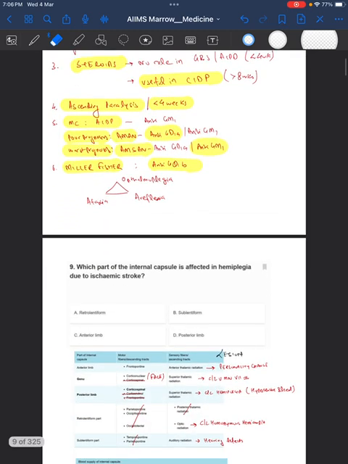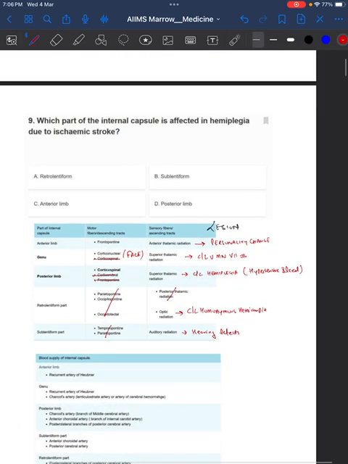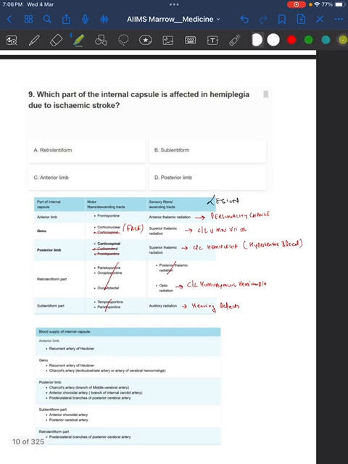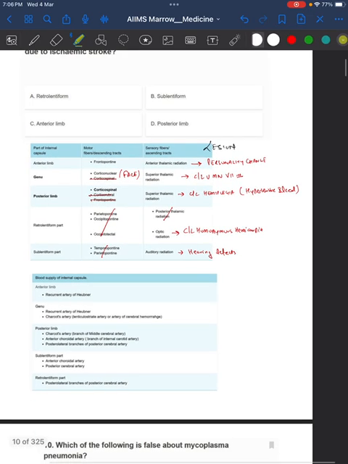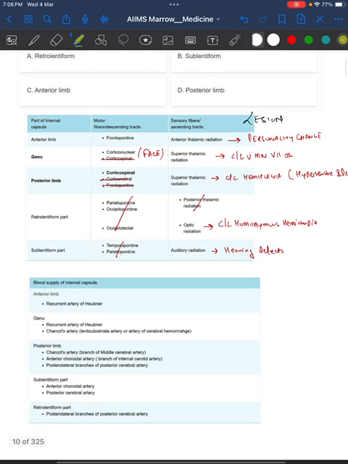Okay. Now the next MCQ was about the part of the internal capsule affected in hemiplegia. So the internal capsule is again itself a very important topic. These are the pearls from Marrow, all the important points that you should know about the internal capsule in this one page. All of us know that there are 6 parts of the internal capsule: the anterior limb, the genu, posterior limb, retrolentiform, sublentiform. What you should know is the lesion of each of them.